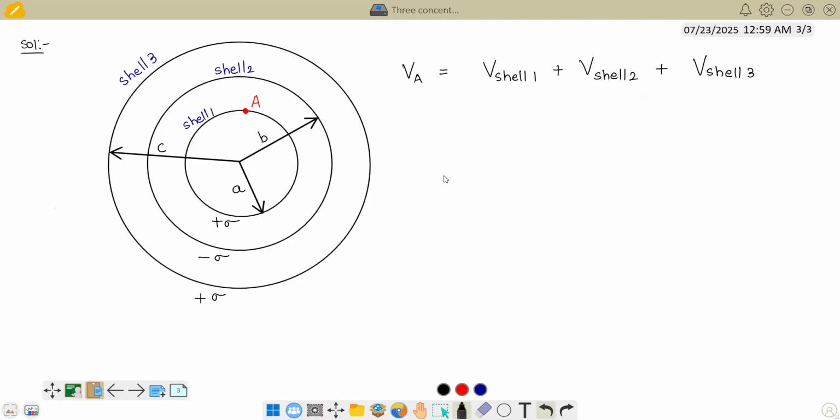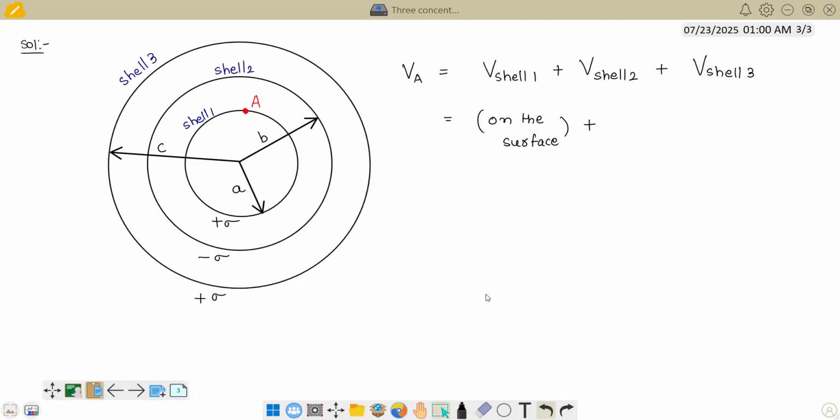Before we solve this problem, first you have to identify, for the shell we are selecting, this is my shell 1. For this shell, is this point A inside or outside? The point A, for shell 1, is on the surface. Next, for shell 2, now select this shell 2.